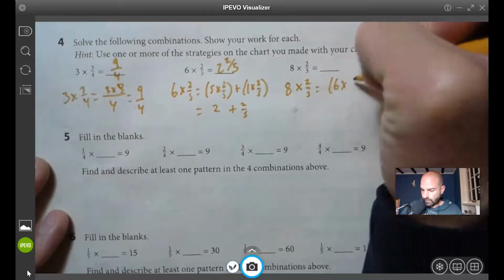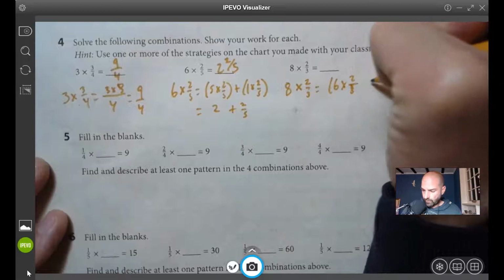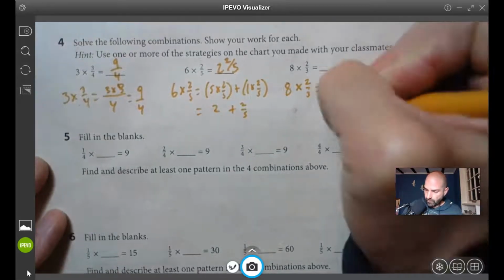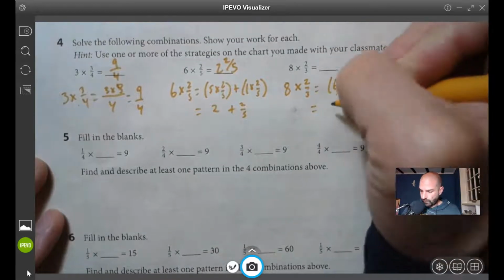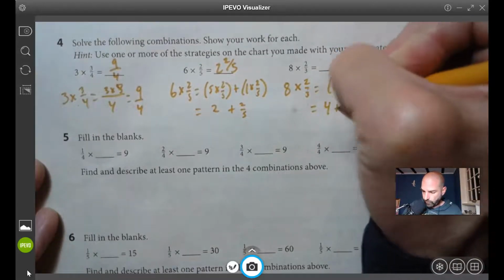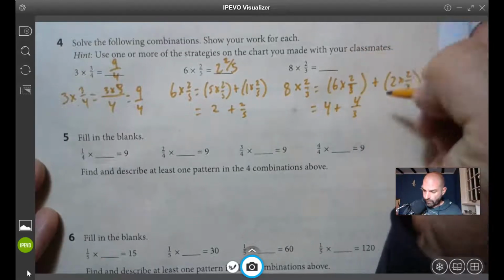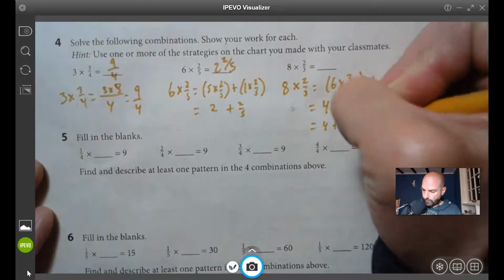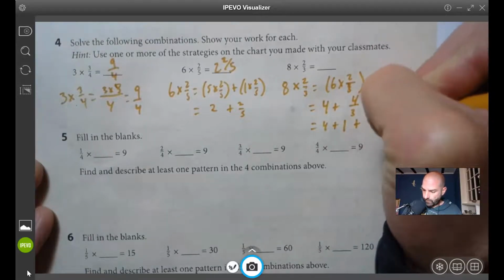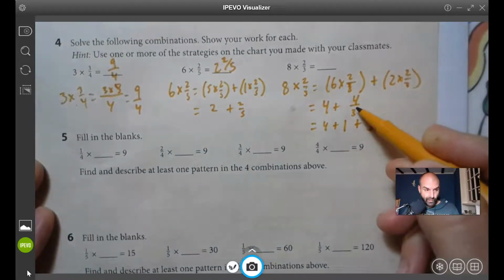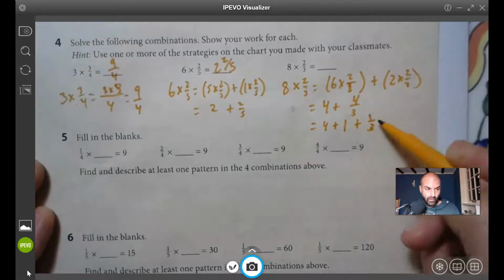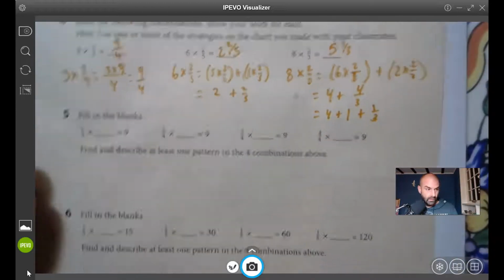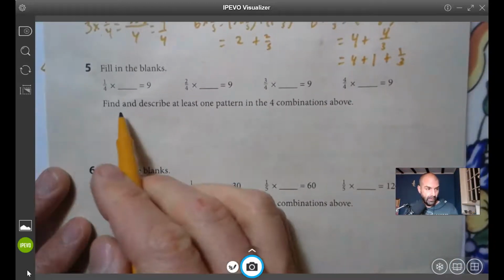So I have 6 times 2/3 plus 2 times 2/3, which is going to give us 1/3 of 6 is 2, so 4 plus 4 thirds. And again, we can turn that into 4 plus 1 plus 1/3, because I took that 3/3 out to get 1 whole, and I have 1/3 left, which is going to give me 5 1/3. All right, fill in the blanks, and then we're going to find and describe at least one pattern.